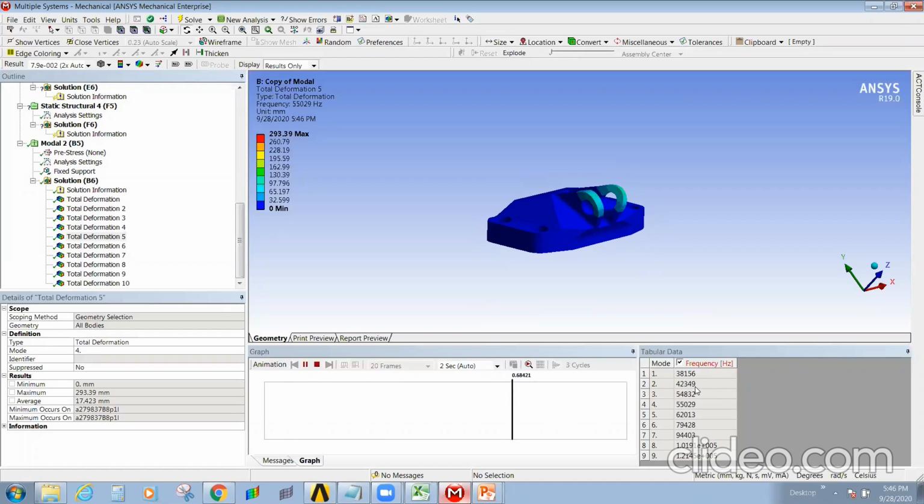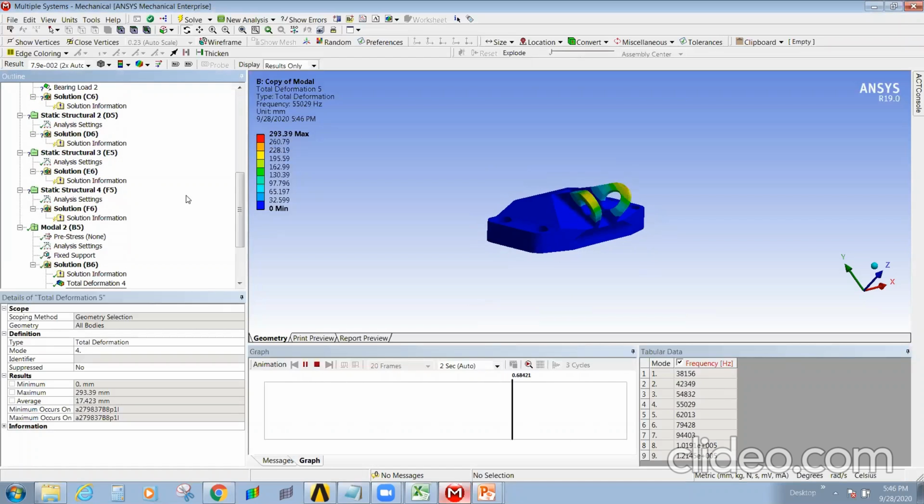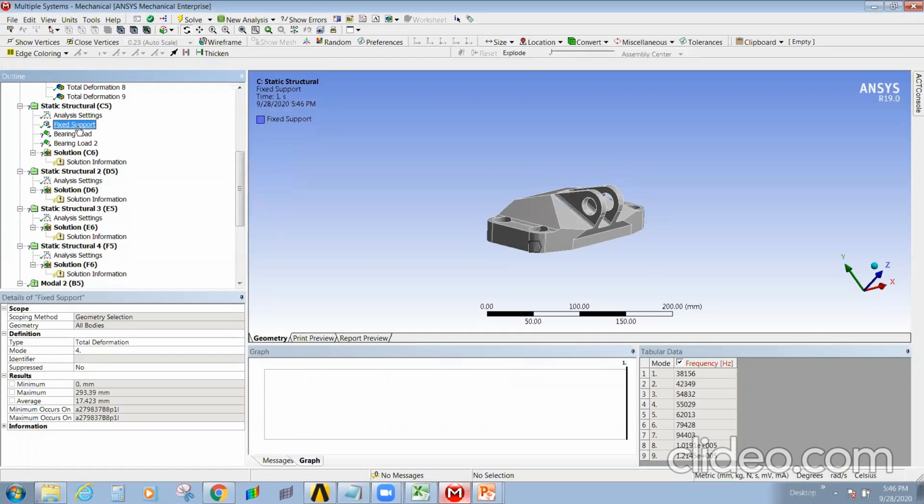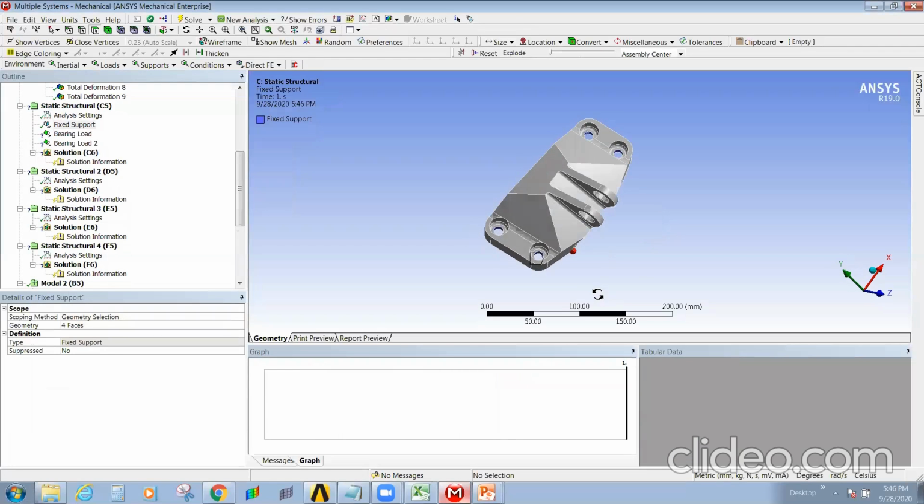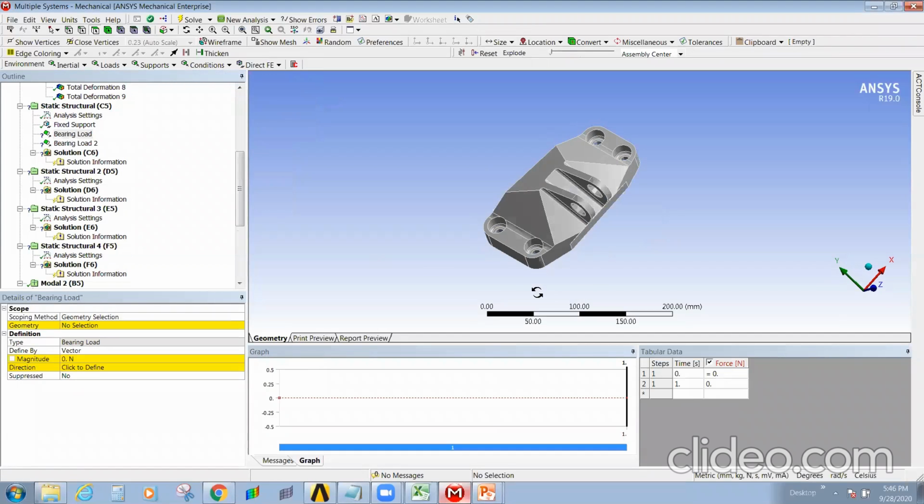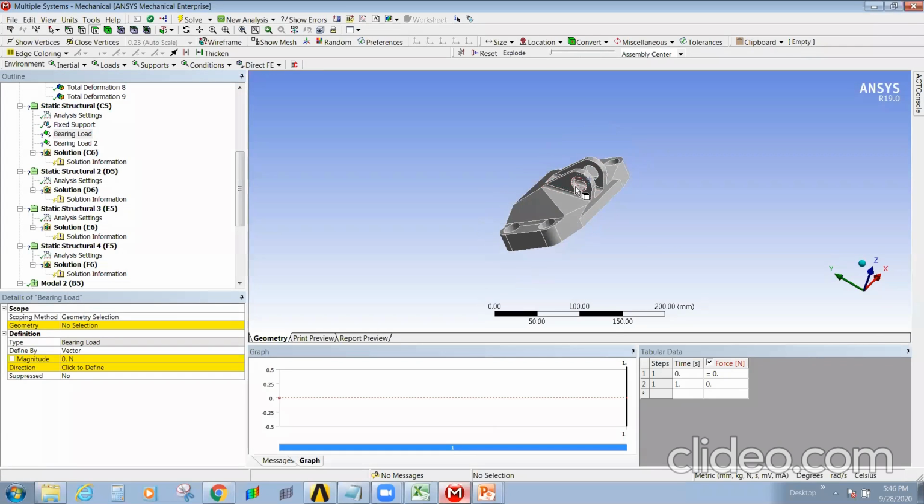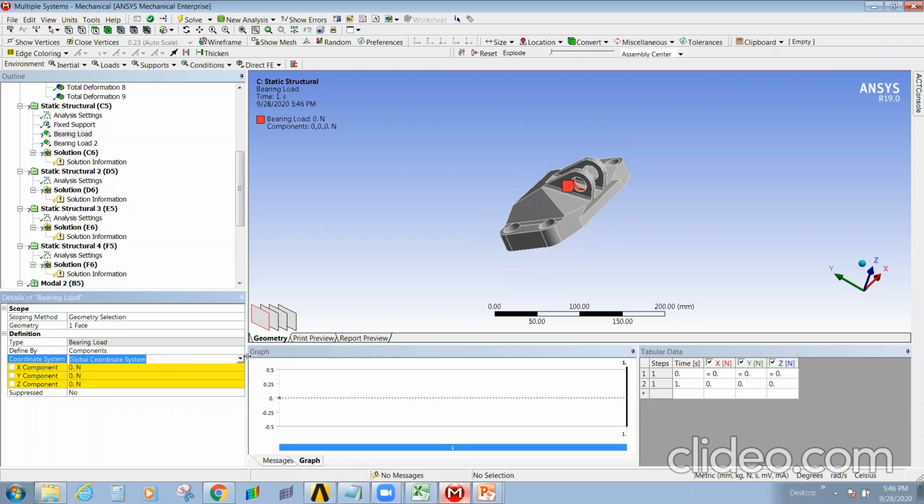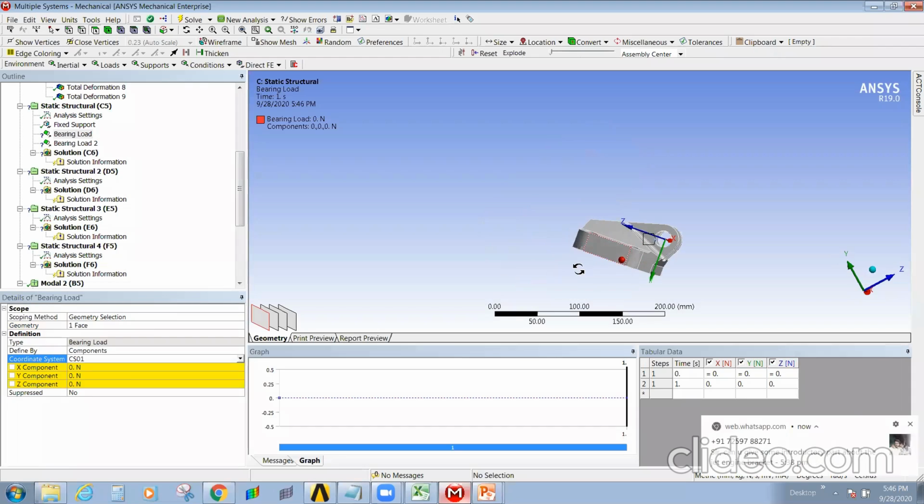Okay, so next, moving further, we are applying a fixed support. Then you are applying a bearing load on each lug. I'll apply a bearing load on each lug with the coordinate system CS1.